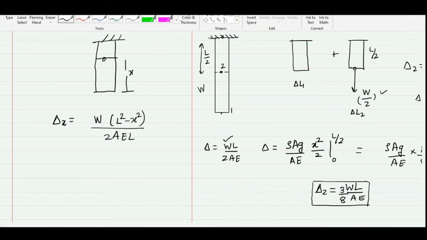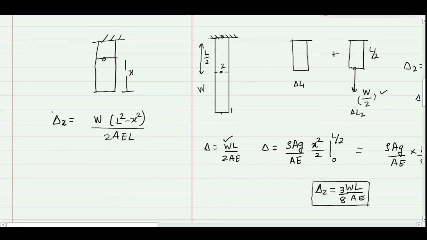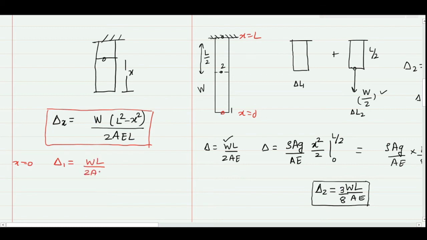This is the most important formula of this session, because if you remember this formula, there is no need to remember any other formula. Suppose you want to find the deformation of the end. In this case, x will be 0, and here x is equal to L. So at x equal to 0, I am actually taking the deformation of point 1. When I put x equal to 0, I will get the formula WL by 2AE.